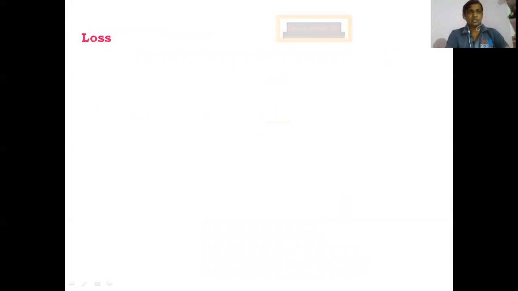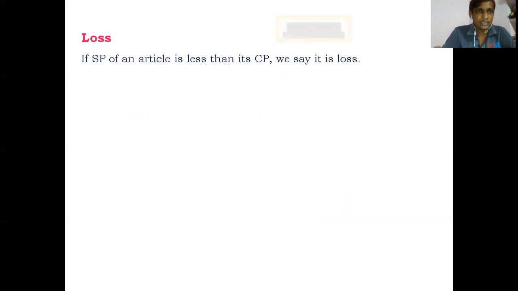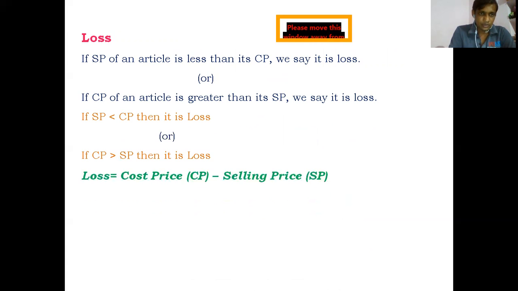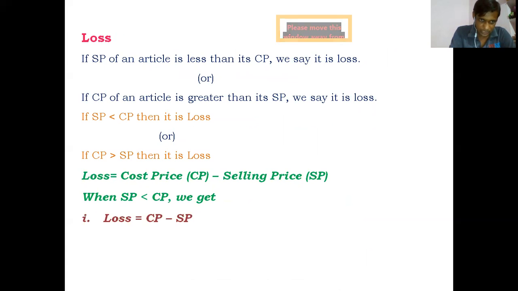Next is loss. If the selling price of an article is less than the cost price, then we say it is loss. Or if the cost price of an article is greater than the selling price, then it is also a loss. So if SP is less than CP, we obtain a loss. That loss is equal to cost price minus selling price. When SP is less than CP, we get some more formulas: loss is equal to CP minus SP.